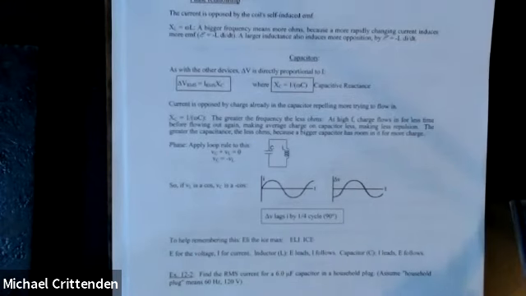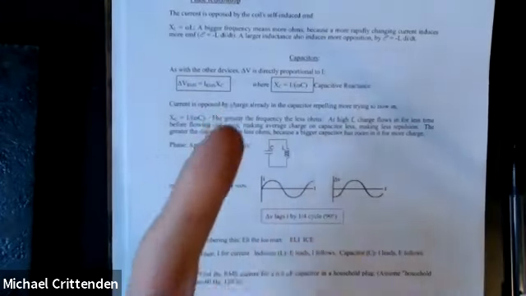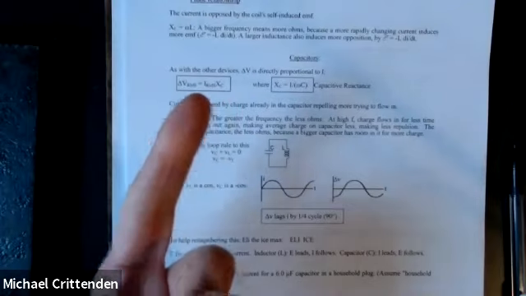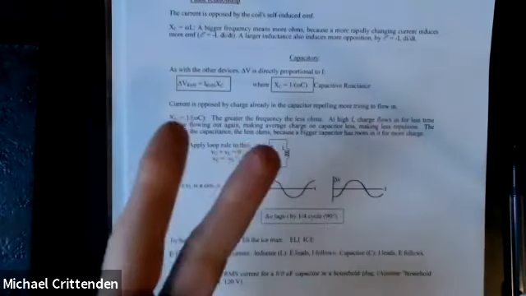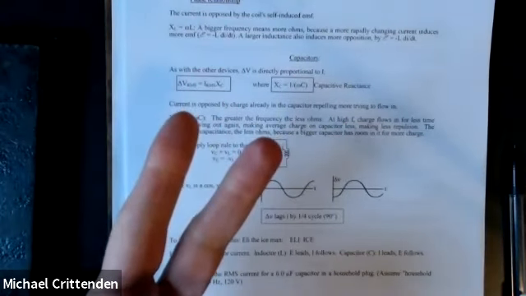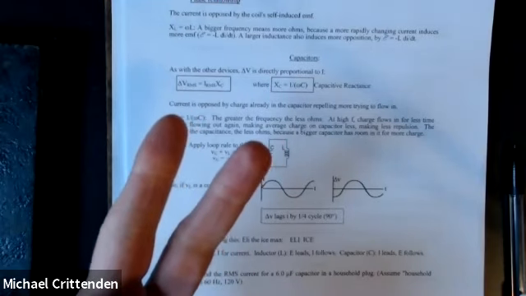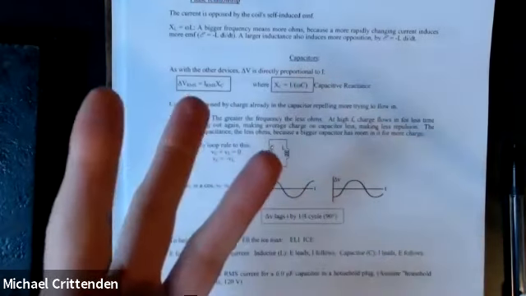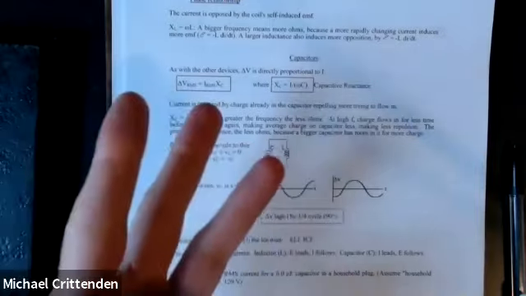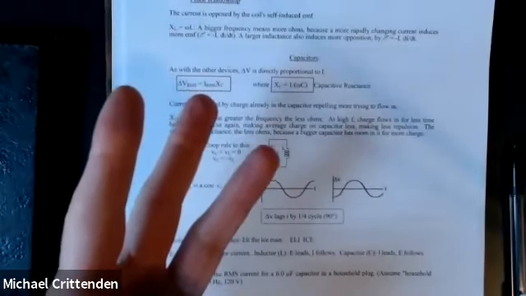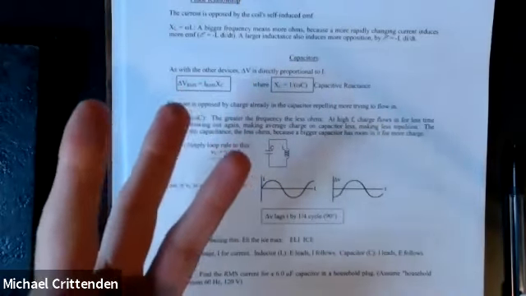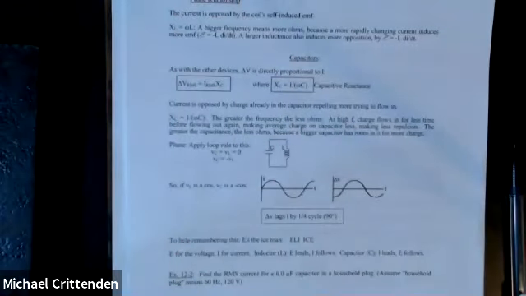So resistor, it's the surrounding material getting in the way. In an inductor, it's the self-induced voltage getting in the way. And in a capacitor, it's the charge already in the capacitor getting in the way, pushing back against the additional charge that's thinking about trying to flow in.